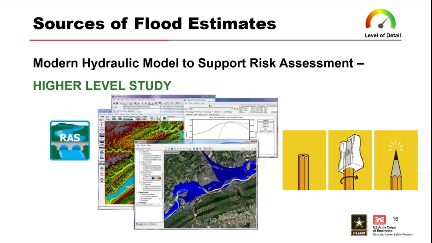Now there are higher levels of studies, so we're able to take that same base model and move it up, sharpen the pencil, move it up in level of detail and really improve it. We can get input from geotechnical engineers or structural engineers and tailor the breach to a specific area of concern. Maybe it's a gate failure, maybe it's a spillway failure, maybe on a dam there's a specific area where piping is a concern along the abutment interface or something like that, right?